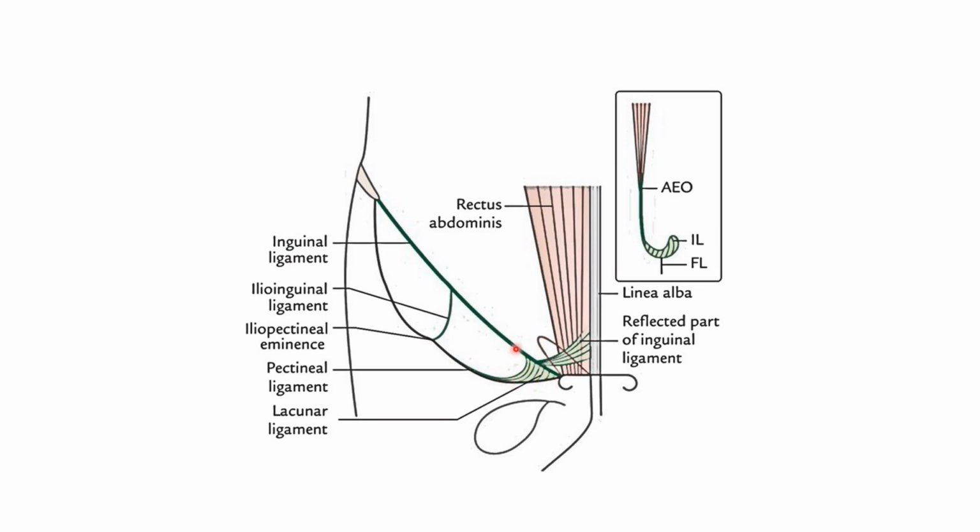This is the inguinal ligament, and this is the lacunar ligament. Fibers from the base of the lacunar ligament project beyond to be attached on the pectineal line, and this ligament is now known as the pectineal ligament. Fibers from the medial end of the inguinal ligament project upward and medially. This triangular shaped band of ligament is known as the reflected part of the inguinal ligament, going upward and medially towards the linea alba. So these are the three modifications, very easily visible in this diagram.